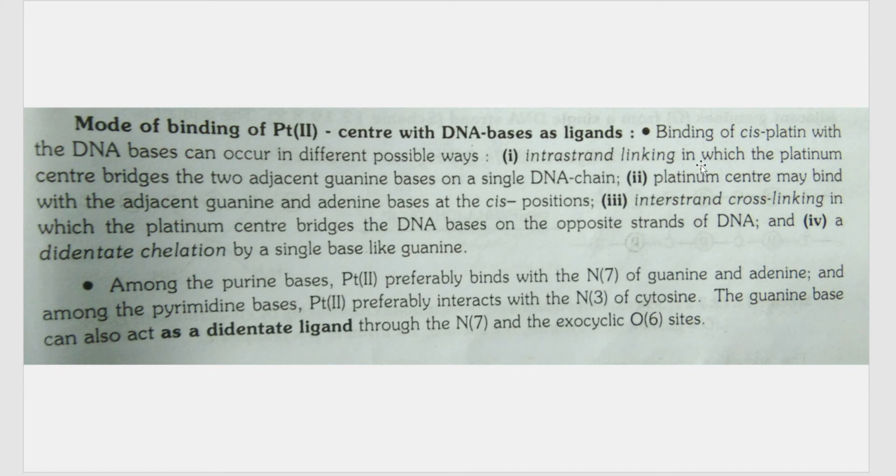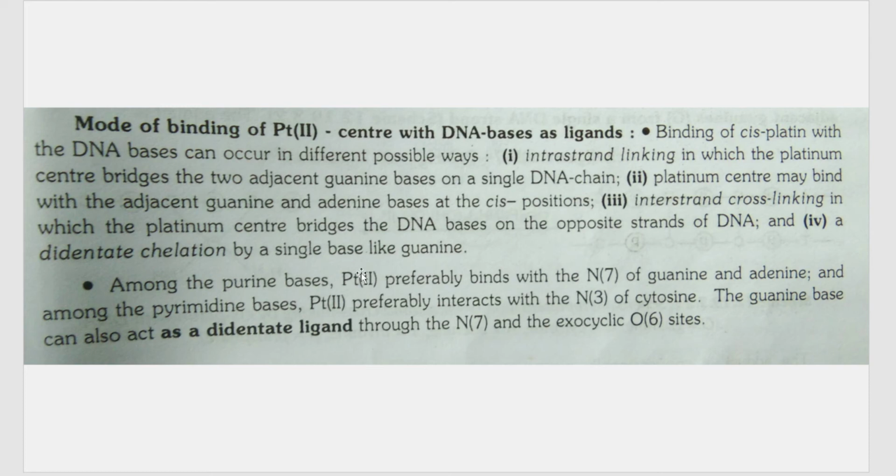intra-strand linking. So in intra-strand linking, the platinum binds to two adjacent guanine bases of a single DNA chain. Or in one more way, the platinum center may bind to adjacent guanine and adenine bases. Or interstrand cross linking, here platinum bridges with the DNA bases of the opposite strand. Here it links with the opposite strand. Or a bidentate chelation, that is, it binds to only one single base like guanine. Okay, so two bonds with the single base.